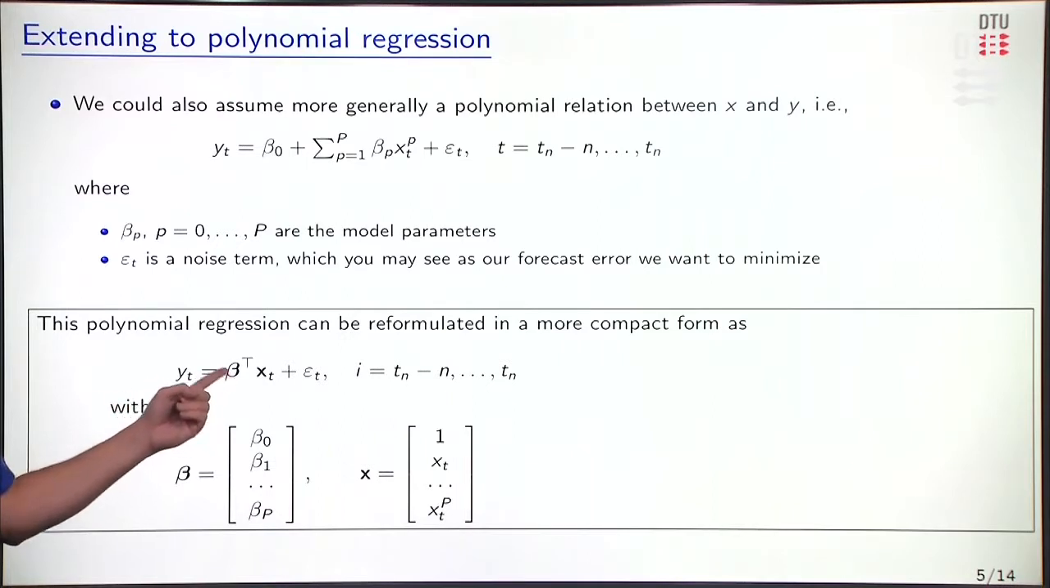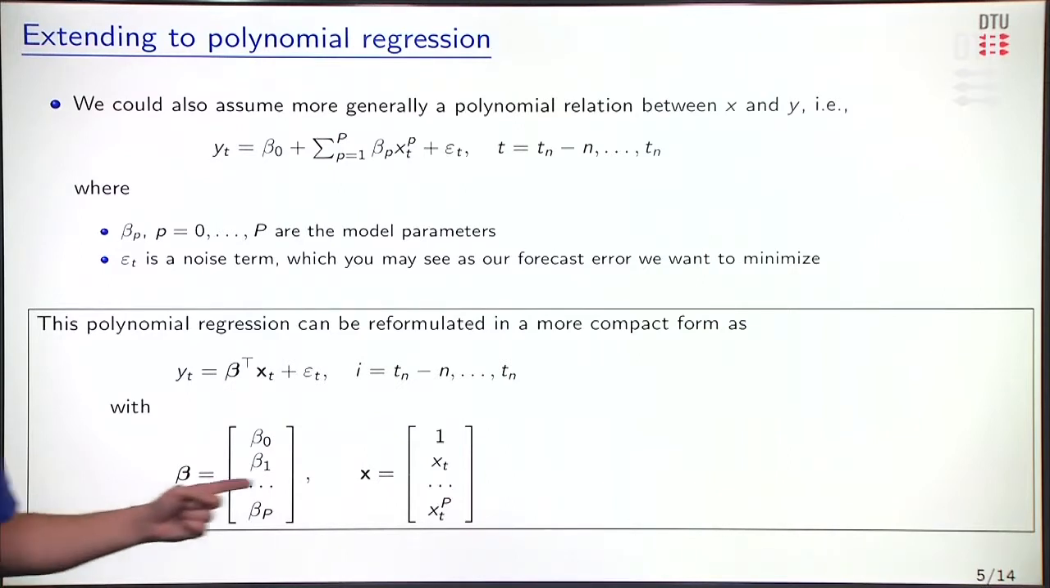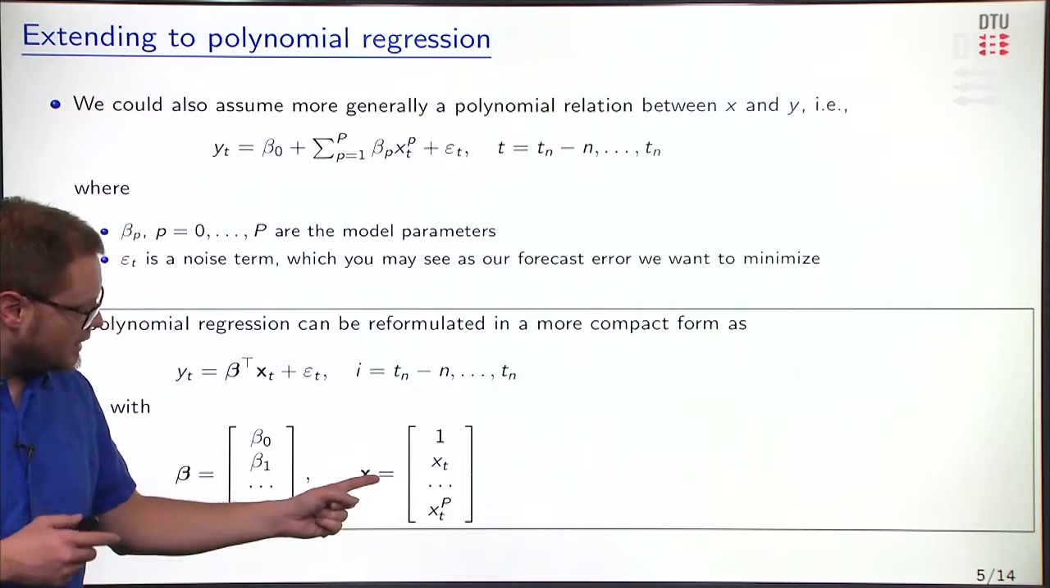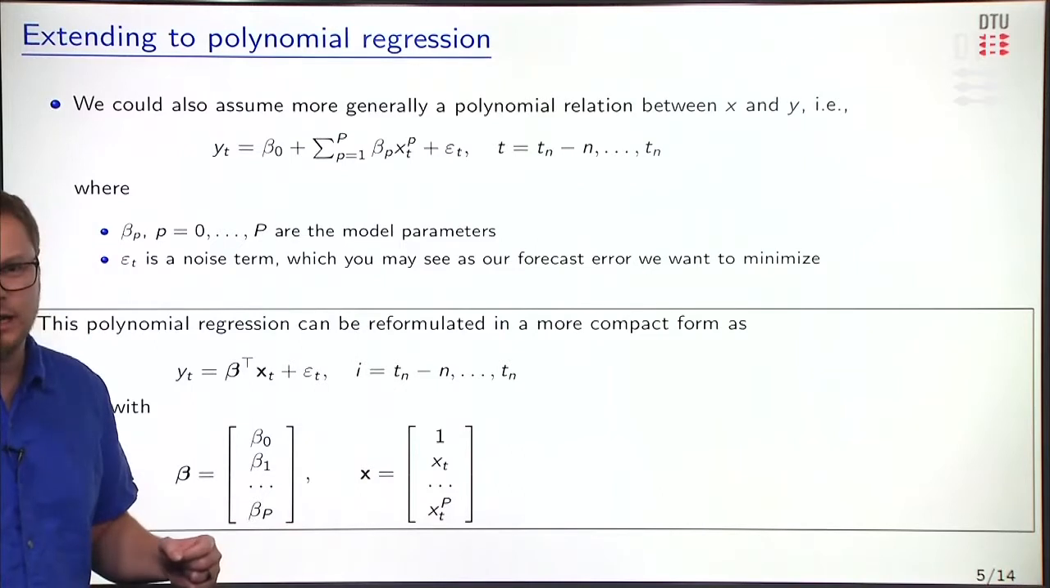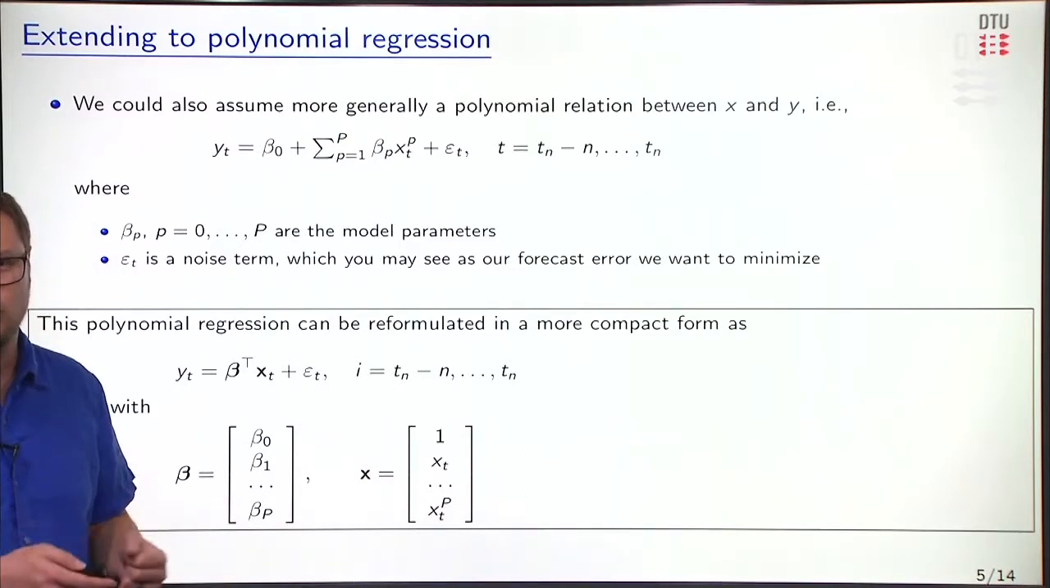Yt is equal to bold beta transpose times bold xt plus the residual component, where this time bold beta is the vector for all the coefficients. We have p plus 1 coefficients or model parameters, and xt is a vector for all the values of the explanatory variable at the power 1, 2, etc.